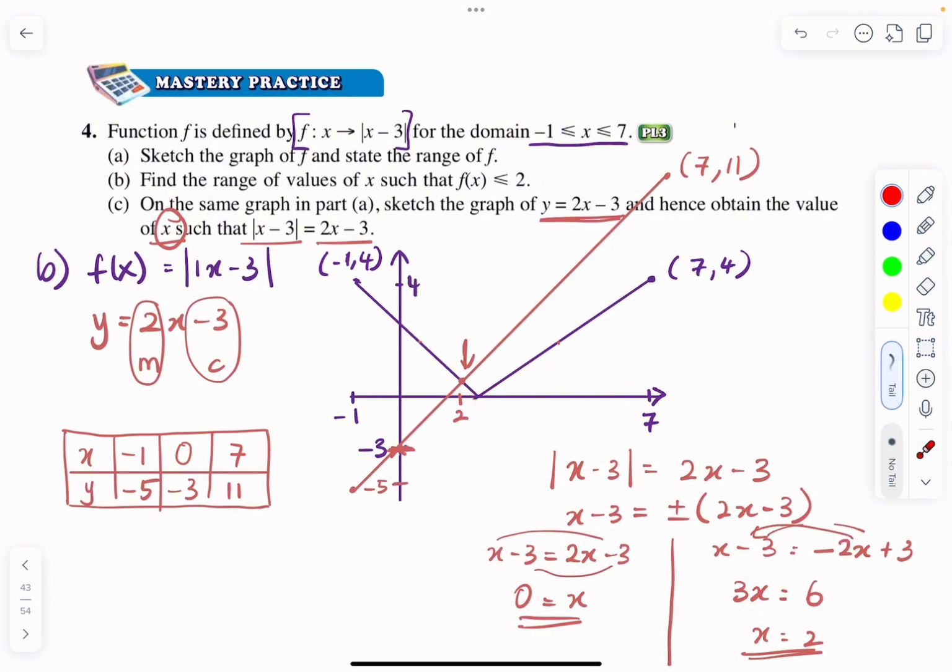Why can't we take 0? Because it doesn't intersect at 0. If this line were to be like this, then both the equations would intersect at x equals 0. But in this case, it won't, because this part, the positive part, is already flipped. So in this case, it will just intersect at 2. So this one we can reject. So only this is the answer.